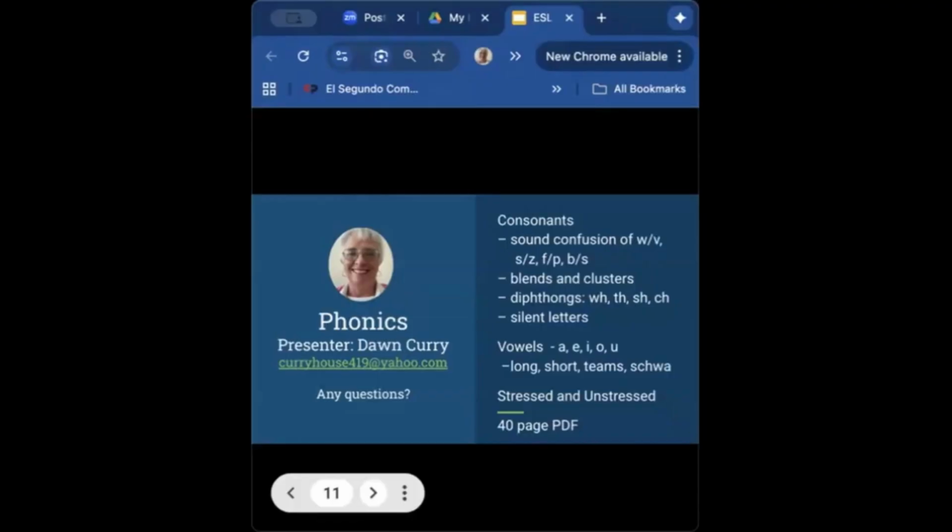I have one student who we work on the R sound. And I say that we Americans, we're like bears, we growl, and I try to make it fun and compare it to the way the English pronounce their R, which is slightly different from the American R. And so we have fun with that.